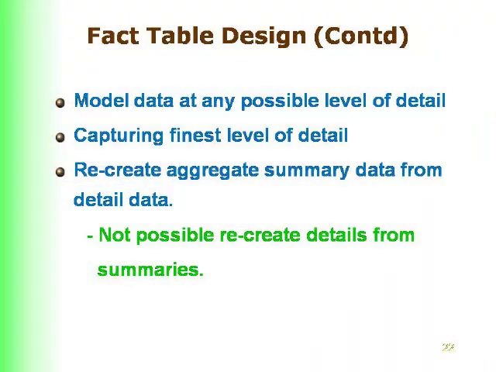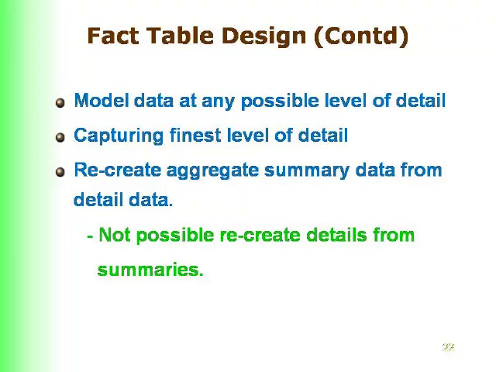So in fact table design, we can model data at any possible level of detail. For instance, we could store information at a weekly level, not a daily level. That means sales per week can be stored in a fact table instead of storing daily sales. The level of detail captured in fact table is termed as the level of granularity or the grain of the table. That means at what level the data in a fact table is stored is known as the grain of the fact table.